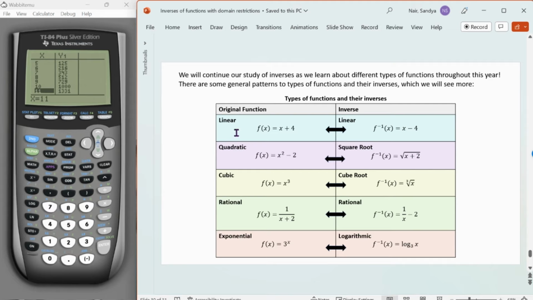So the inverse of a linear function will always be another linear function. Okay. The inverse of a quadratic function will always be some type of square root function. The inverse of a cubic function will always be some kind of a cube root function. The inverse of a rational function is always another rational function, and the inverse of an exponential is also always going to be a logarithmic. And this also works in the reverse direction. So, like the inverse of a square root will be a quadratic, the inverse of a cube root will be cubic, the inverse of a logarithmic function will be exponential.